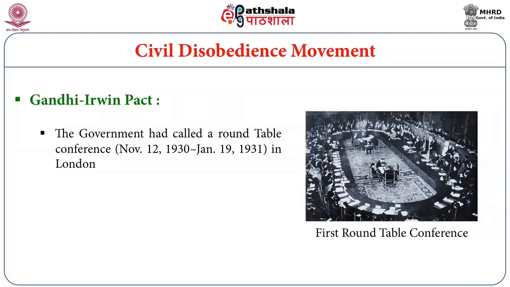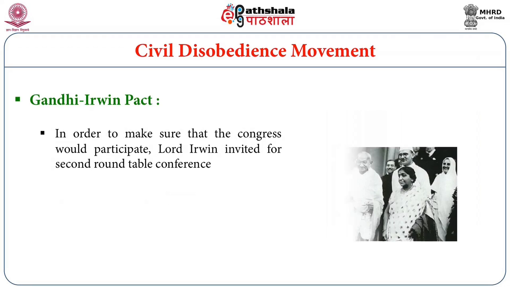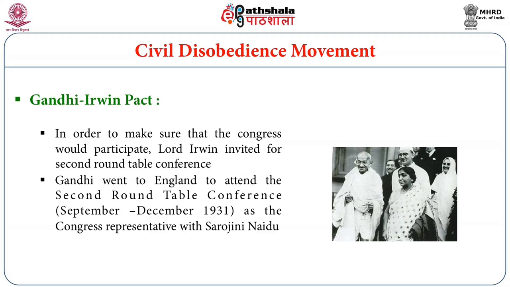Regarding the Gandhi-Irwin Pact, the government called a round table conference in the year 1930 in London, however the Congress did not join in it. In order to make sure that the Congress would participate in the second conference, Lord Irwin also called another round table conference known as the second round table conference. Gandhi, with a fresh hope, went to England to attend the second round table conference held in December 1931 as the Congress representative along with Sarojini Naidu.